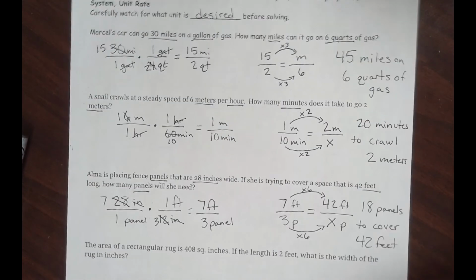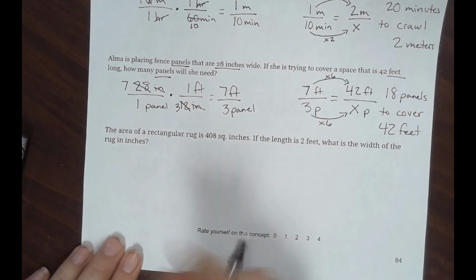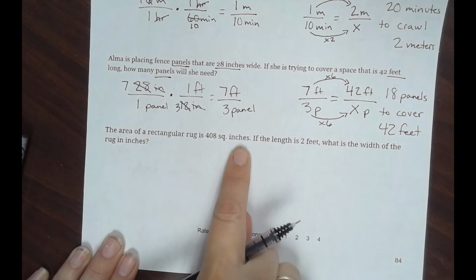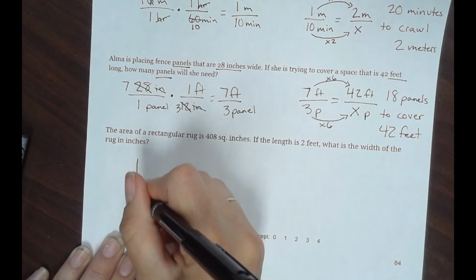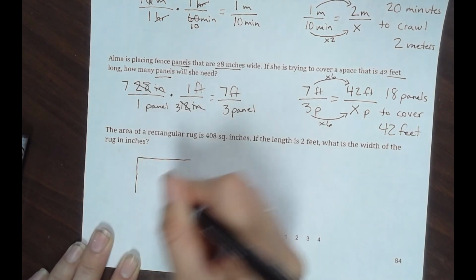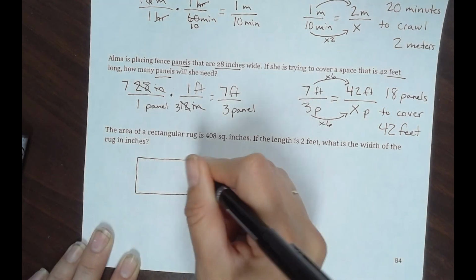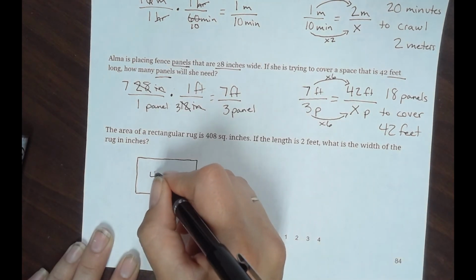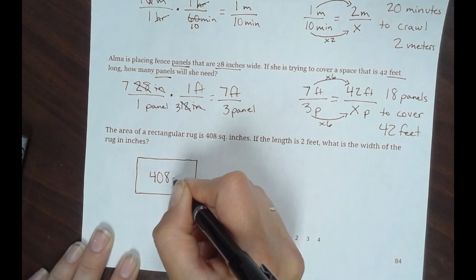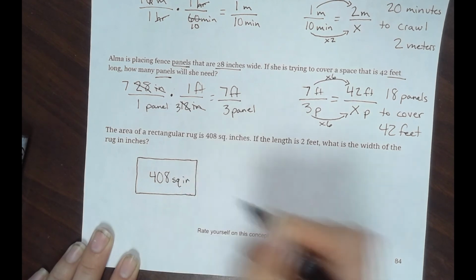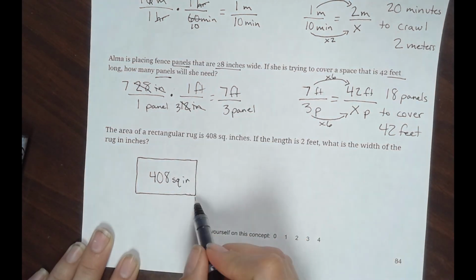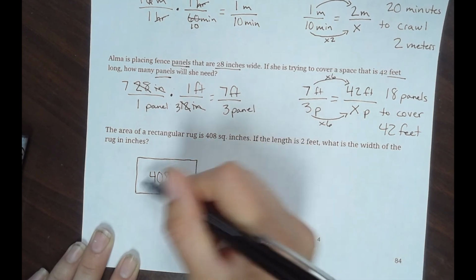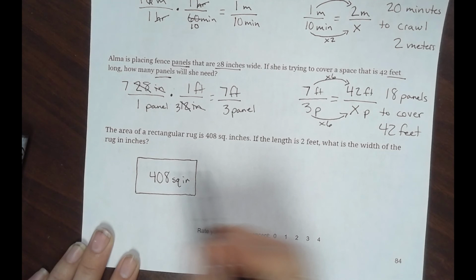Alright, this next one is a little bit different. The area of a rectangular rug is 408 square inches. I'm going to draw, if it's something I can draw, I like to do it. A rectangular rug looks something like this. And we know that inside here is 408 square inches. Now remember, square inches is the same as inches times inches.